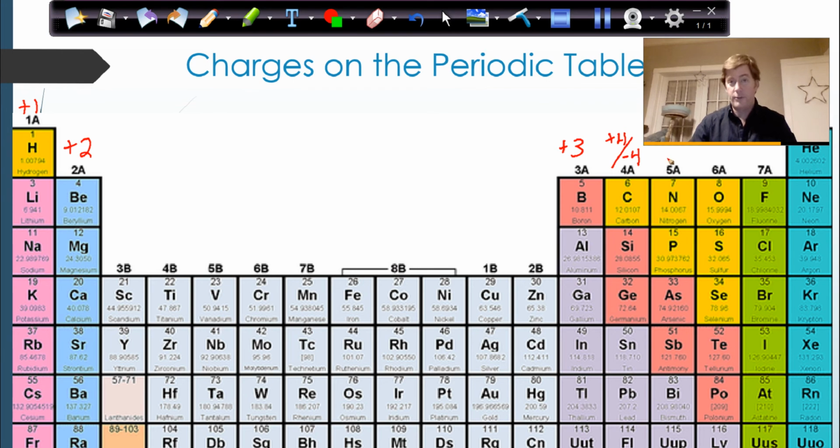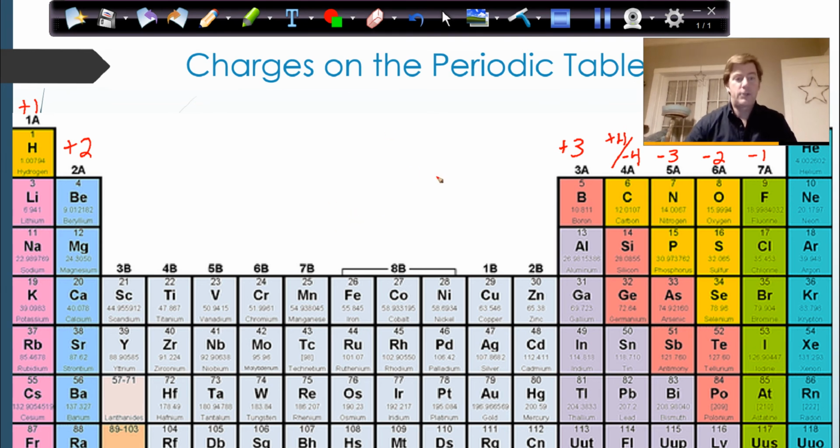Well, it could gain 3 or it could lose 5. Well, gaining 3 would be easier, and that would make it a -3 charge. The group 16 has 6 valence electrons. It's going to be easier to gain 2. The halogens all have 7 valence electrons. They're going to gain 1. And the noble gases, right behind my picture there, is going to be 0. So you put a 0 with those because they don't have a charge. They think they're so perfect that the noble gases don't do anything. They don't want to lose or gain electrons.